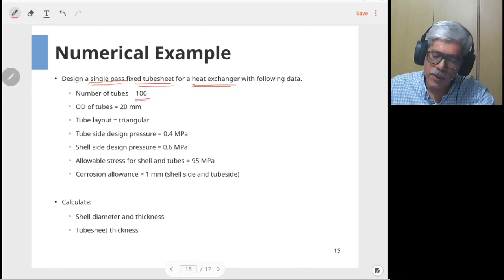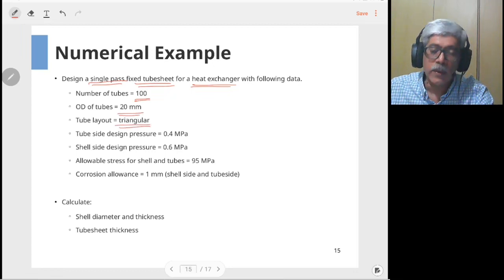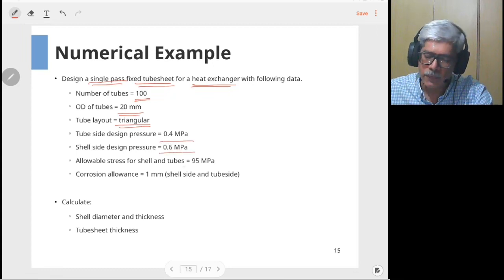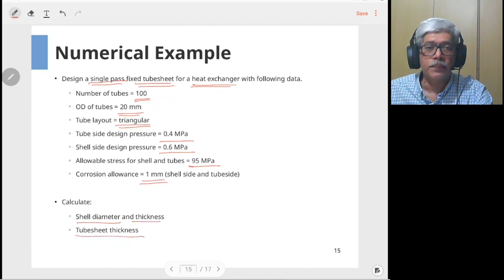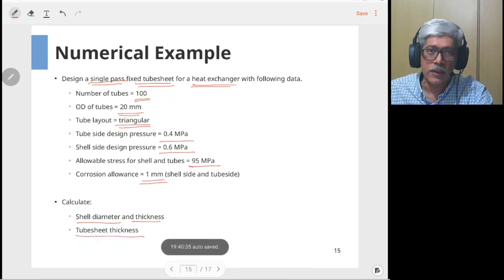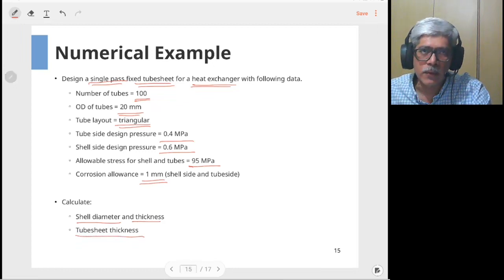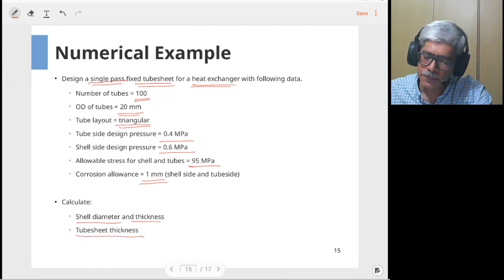So the number of tubes is given as 100. The outside diameter of tubes is given as 20. The tube hole layout is given as triangular. The tube side pressure and the shell side pressures are given. Allowable stress for design is given and corrosion allowance is given. So you have to calculate the shell diameter, thickness of the shell and the tube sheet thickness. So these are the three calculations that are required. So let's do the calculations.